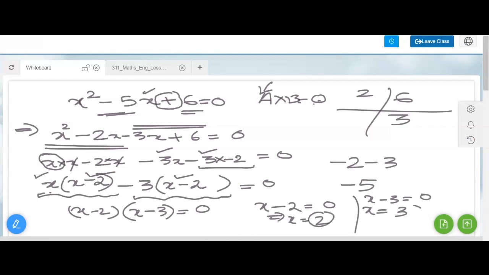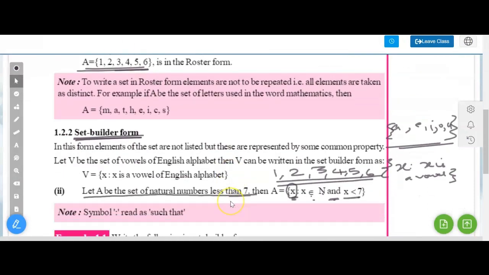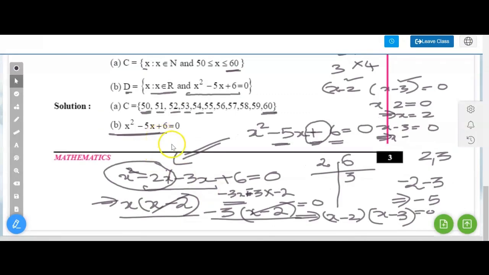So 2 and 3 are the values of this problem. So you will get the subset of 2 and 3 as the result. So the set contains only 2 and 3. These are the two elements. So this is how this question will be solved. Okay, that is done.